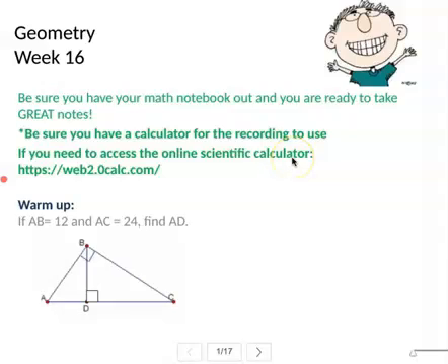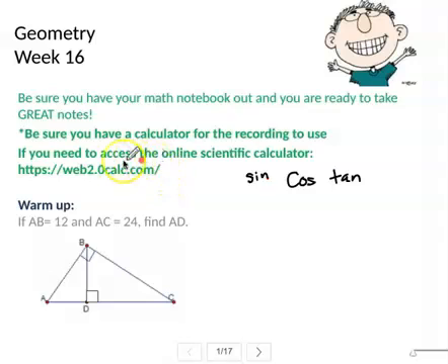And a scientific calculator is going to have sine, cosine, and tangent written on it, and it's going to be written as SIN for sine. So look on your calculator for sine, cosine, and tangent.